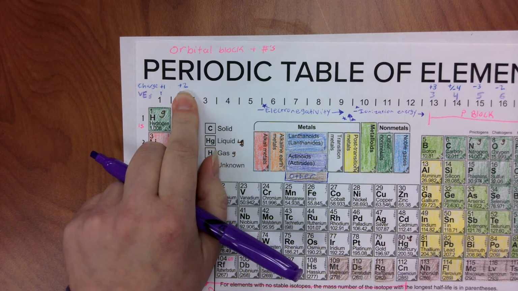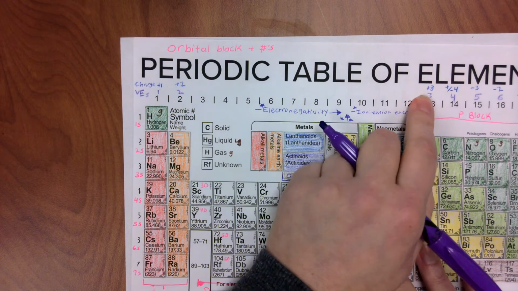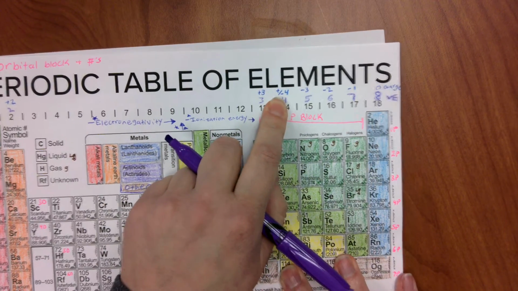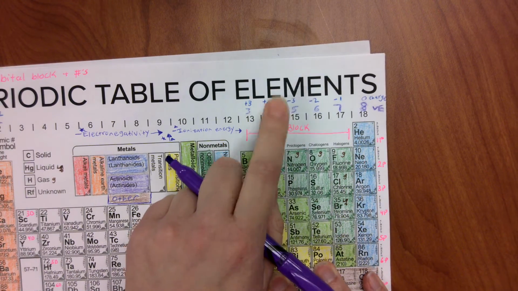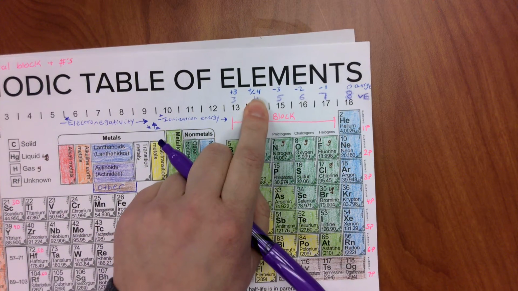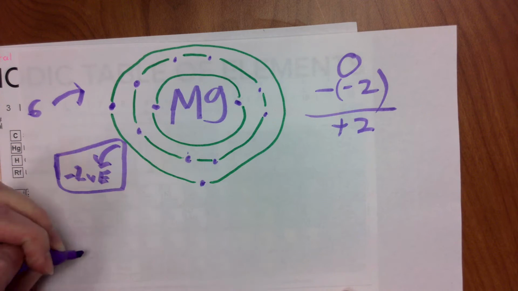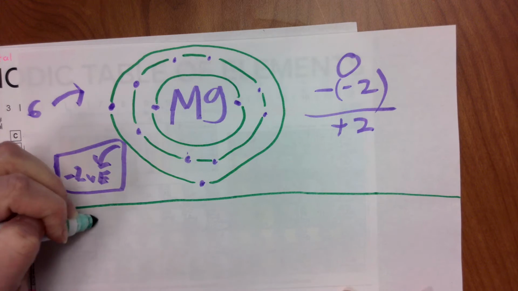Okay, you can see a pattern here. Plus 1, plus 2, plus 3, plus 4. Now you're looking at this and you're going, but it says plus minus 4. This is where it's going to flip on you, because that magic number is 8.